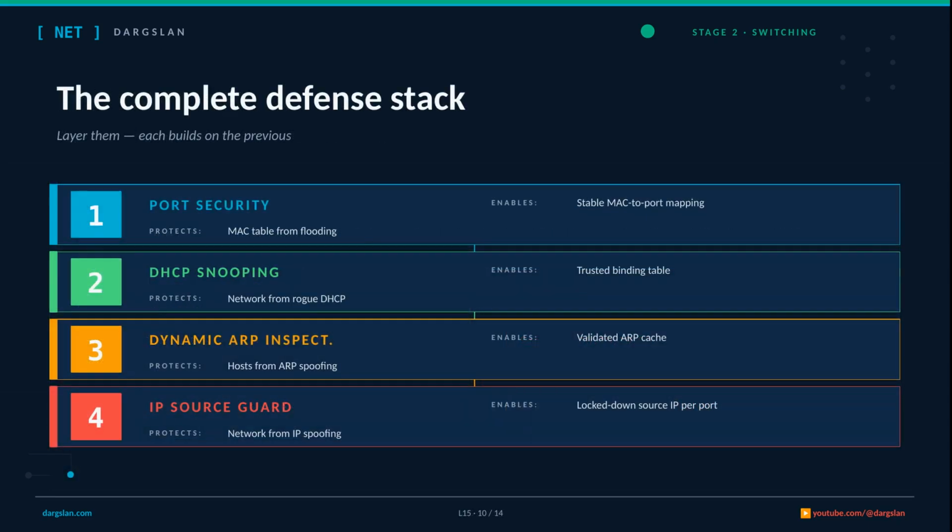Step back for a moment and look at what we've built. Port security gives us a stable MAC-to-port mapping and stops MAC flooding cold. DHCP snooping layers on top, blocking rogue servers and producing that critical binding table. Dynamic ARP inspection consumes that table to validate every ARP and shut down spoofing. And finally, IP source guard uses the same bindings to lock each port to its rightful source IP. Four features, one chain, and notice how each one feeds the next.